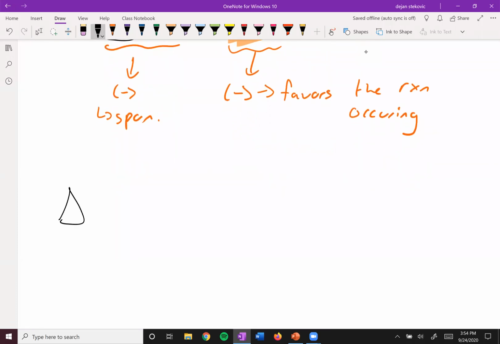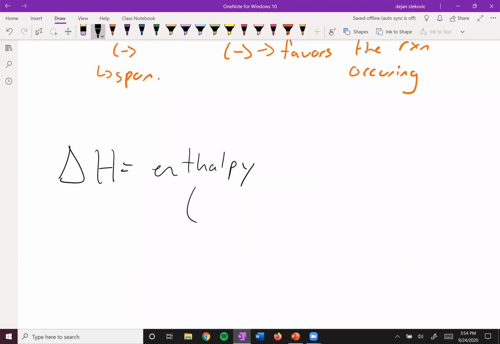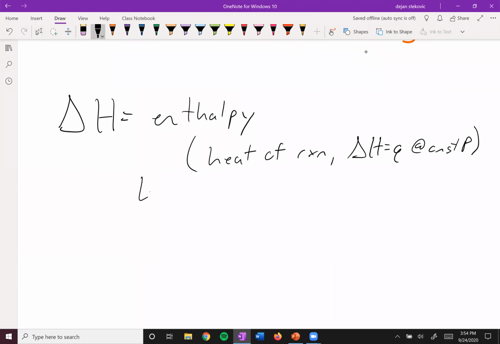So again, delta H is the enthalpy of the reaction. And in terms of chemistry, it's essentially just the heat of the reaction, because delta H is equal to Q at constant pressure, which most chemical reactions are. And it's essentially a representation of the change in kinetic energy.